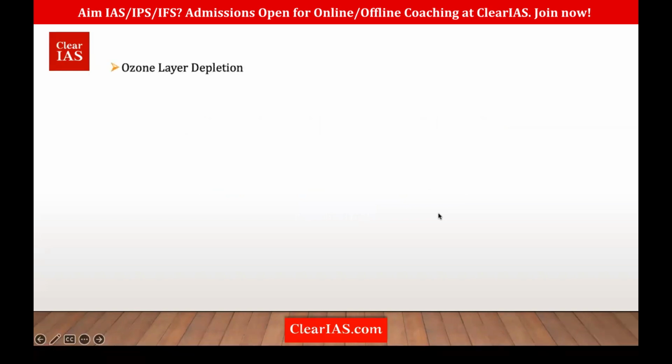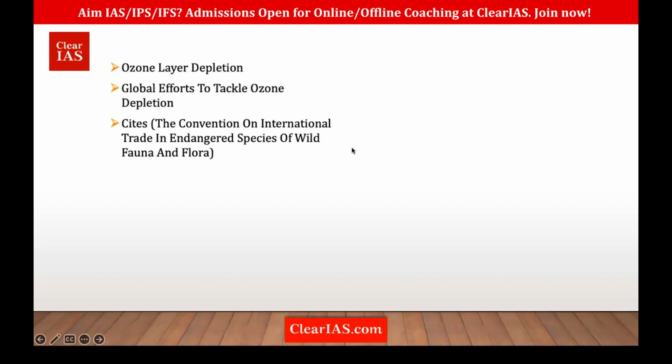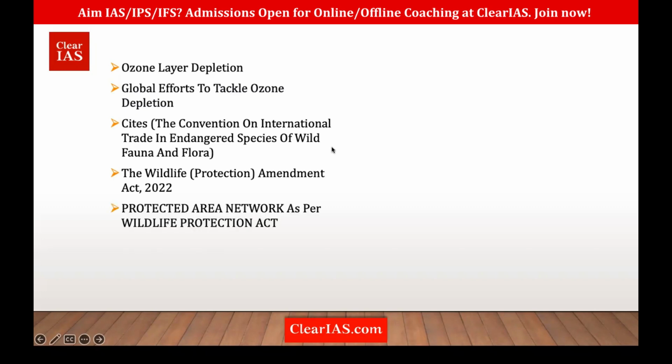We'll start off with the topic of ozone layer depletion, which is familiar for most of you. Then we'll talk about the global efforts to tackle ozone depletion. Then the CITES agreement. We'll also see the Wildlife Protection Amendment Act, which has been passed recently. There are national parks, wildlife sanctuaries and protected area networks which come under the Wildlife Protection Amendment Act. So we'll see that. Then after that, we'll see the Wildlife Conservation Bond.